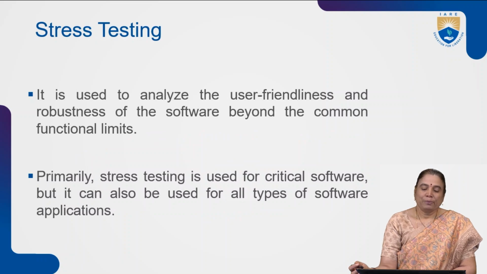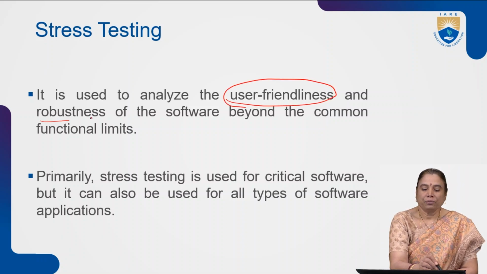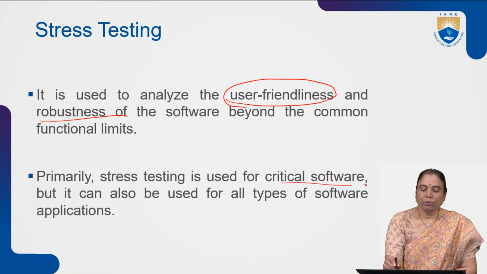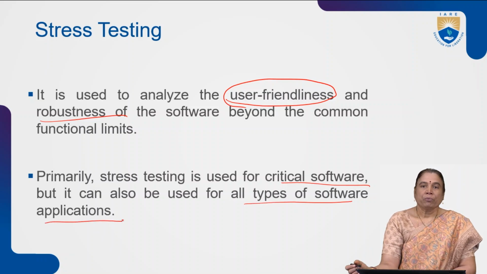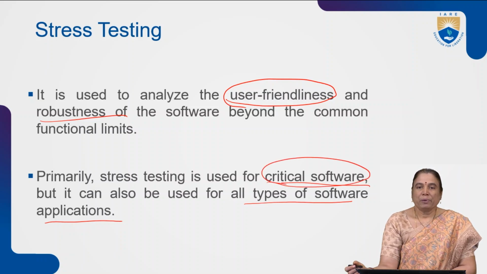Another variety of performance testing is stress testing. It is used to analyze the user friendliness and robustness of the software beyond the common functional limits. Primarily stress testing is used for critical software, but it can also be used for all types of software applications. More real-time operating systems are generally used to perform stress testing. Critical software like healthcare systems and space maintenance systems is generally subjected to stress testing.